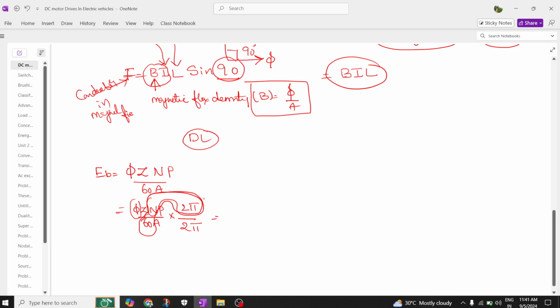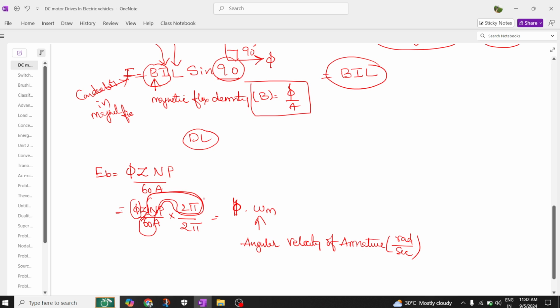Okay, so therefore I'm going to write it as 2 pi n divided by 60, which we can write as omega, where omega m is called the angular velocity of the armature, in radian per second.